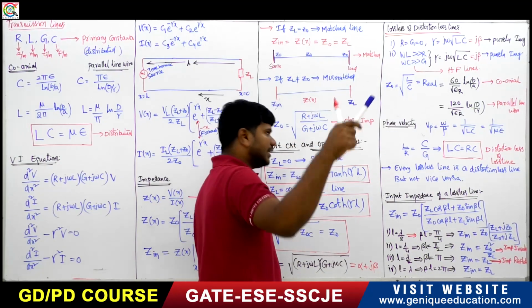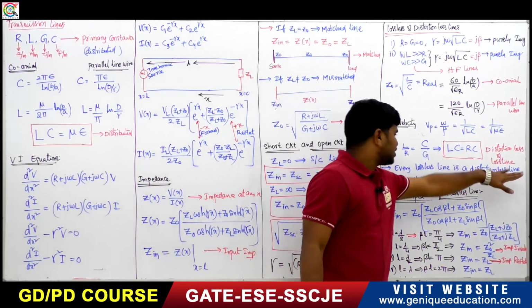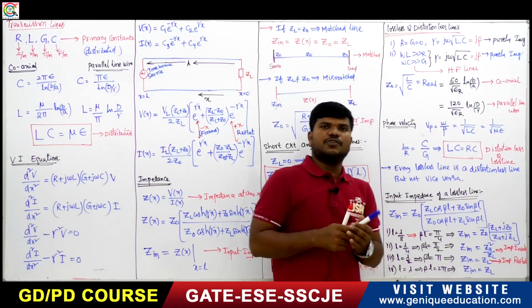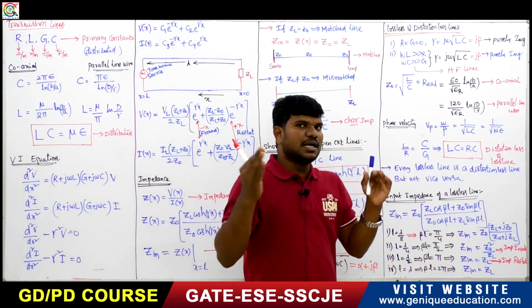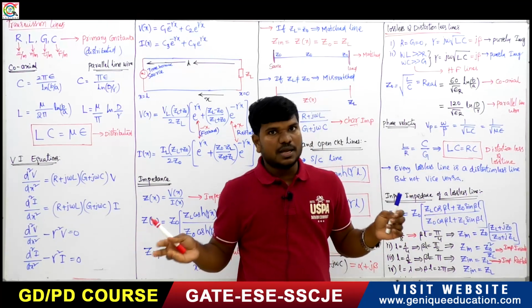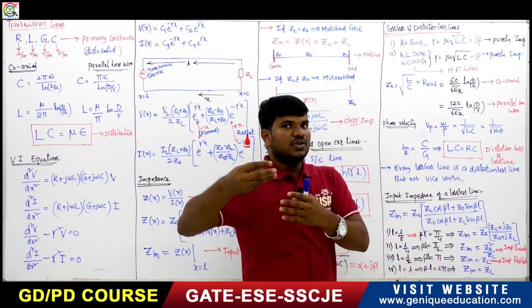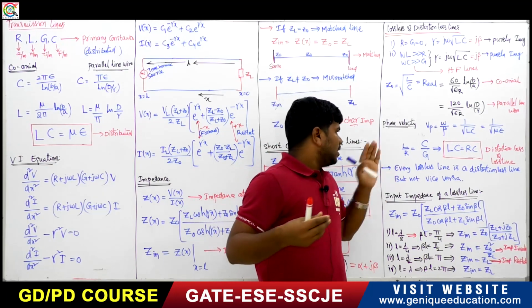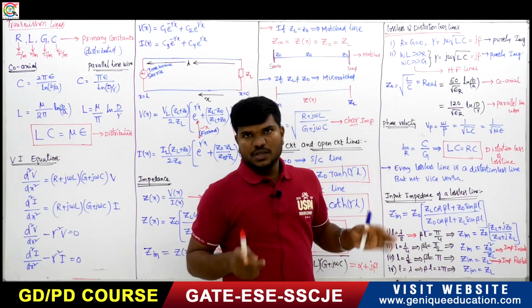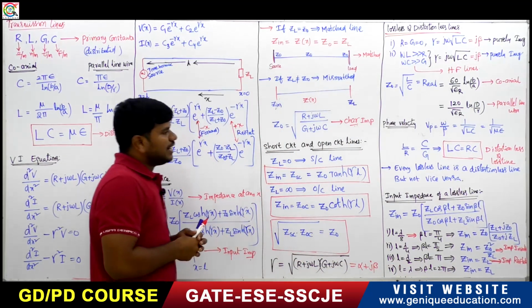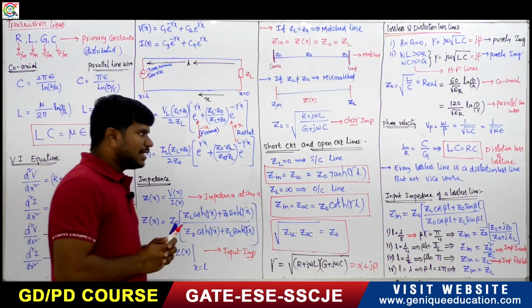And one more important thing is every lossless line is a distortionless line, but not vice versa. So if it is a lossless line, you can say that perfectly it is a distortionless line. But if you have a distortionless line, you cannot say it is a lossless line all the time. So that is the point, you should understand that. These are very, very important things.